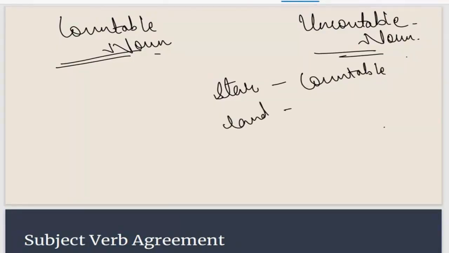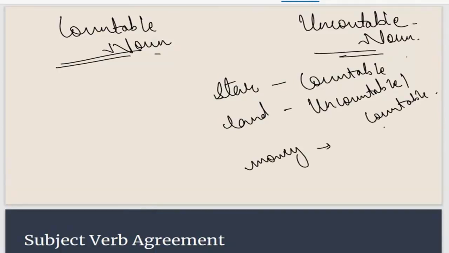Is land a countable noun or an uncountable noun? Some of the students are saying that it is uncountable and some of the students are saying that it is countable. Okay. What about money? Money is countable. Okay. What about rupees? Rupees is also countable.